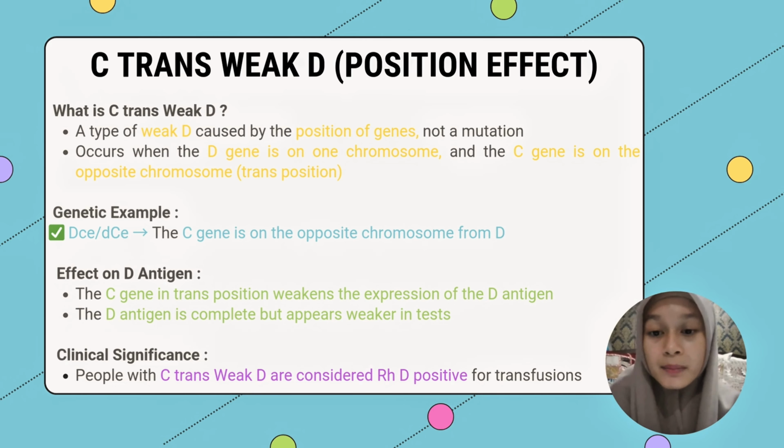So, the effect on the big D antigen: the big C gene in transposition weakens the expression of the big D antigen, and the big D antigen is complete but appears weaker in tests. For the clinical significance, people with C-trans weak D are considered Rhd positive for transfusions.